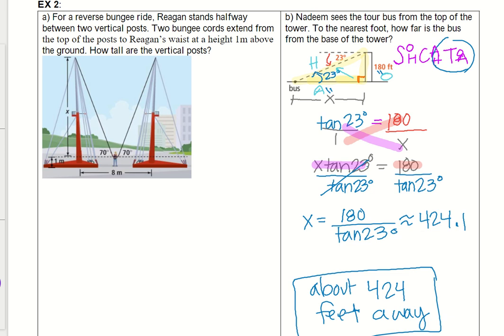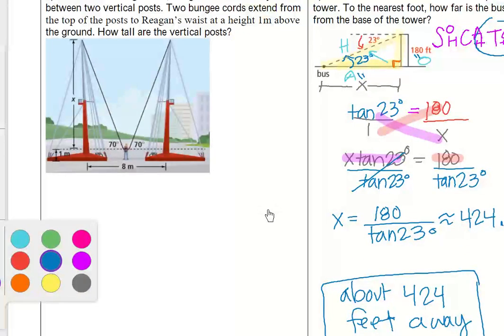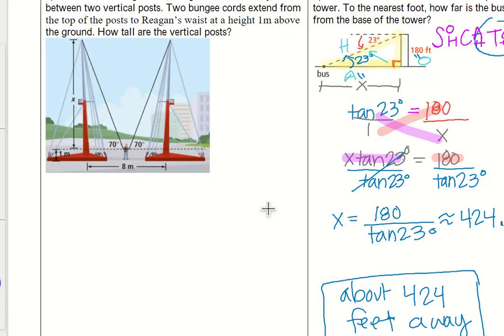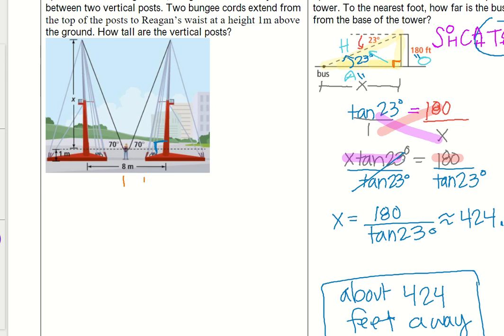So in the diagram, I'm going to zoom in a little bit. We can see that the posts don't necessarily look perpendicular to the ground, but that's where we're assuming, right? We're assuming that these are straight, that this is our right angle in our diagram. And so we're given a 70-degree angle, and we're told that Reagan is halfway between. So that means that we've got 4 meters on this side and 4 meters on this side, because that's half of 8 meters, right? So it's split in half.